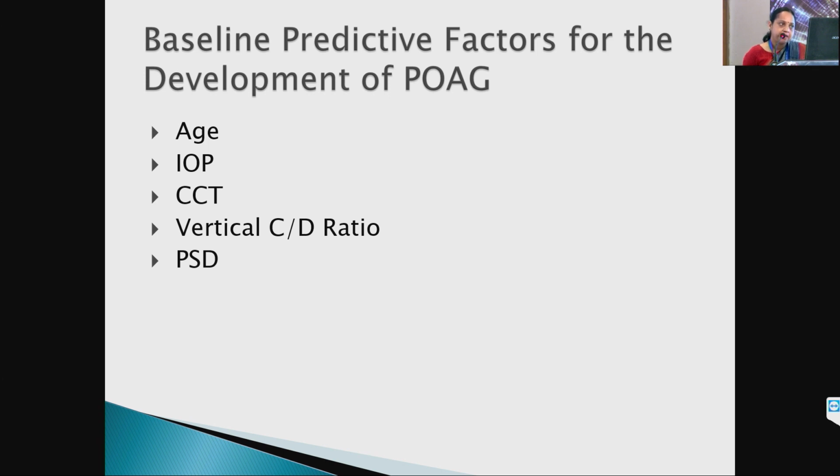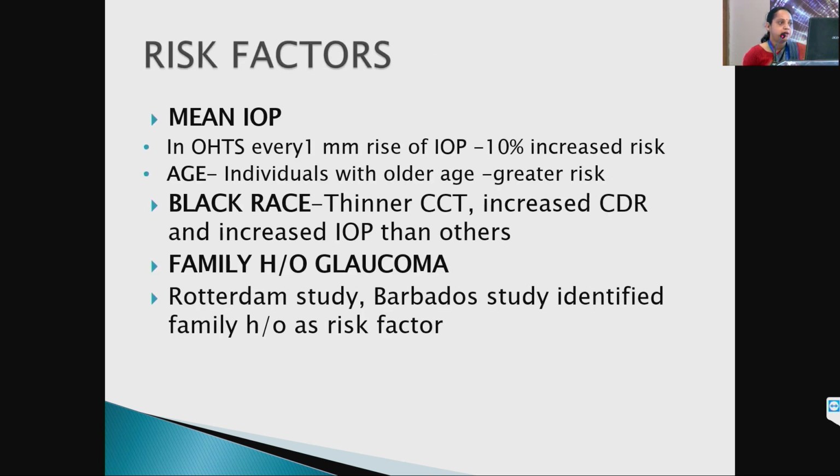Based on the OHTS and EGPS studies, baseline predictive factors were identified. They include age, IOP, central corneal thickness, vertical cup disc ratio, and pattern standard deviation. For every 1 millimeter rise of IOP, there was a 10% increased risk for POAG, and with increasing age, there was increased risk. Black race people had thinner central corneal thickness, increased cup disc ratio, and increased IOP, which made them more prone to POAG.